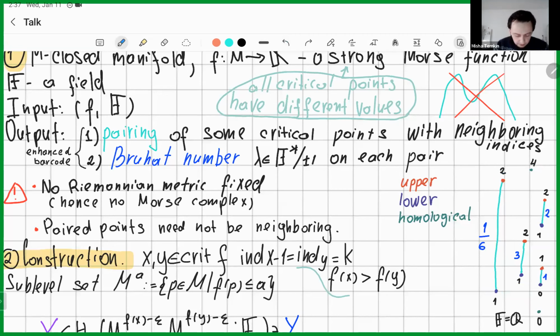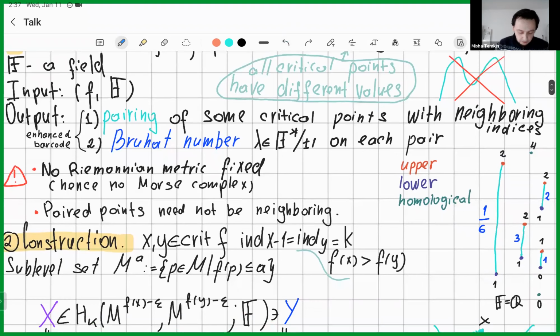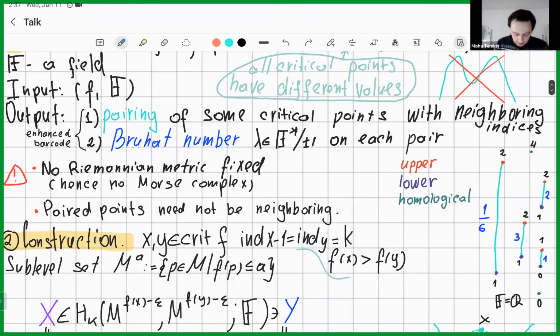Now I'm going to construct the output given the input, the enhanced barcode given the function and the field. So what should I do? Given two critical points, say x and y, I should tell you the condition under which they are paired, and if this condition is satisfied, I should also tell you the Brown number on this pair, right? So let me do precisely this.